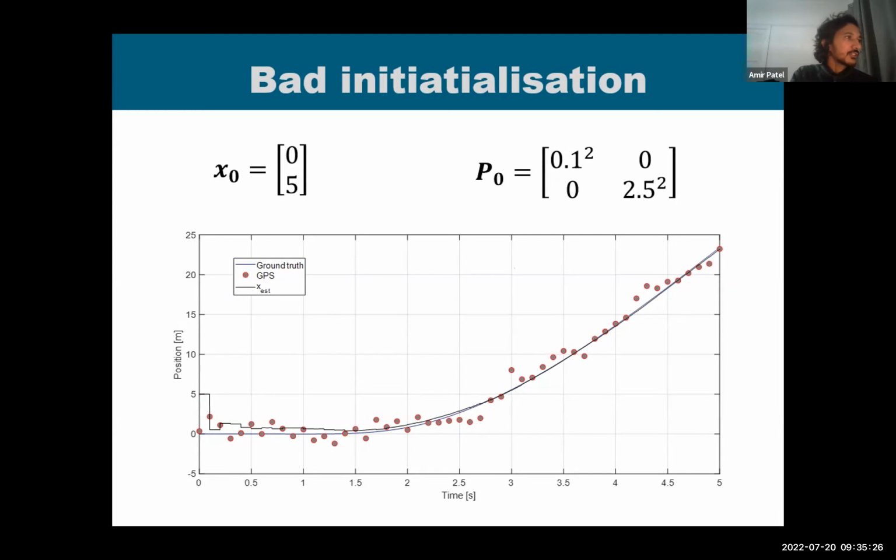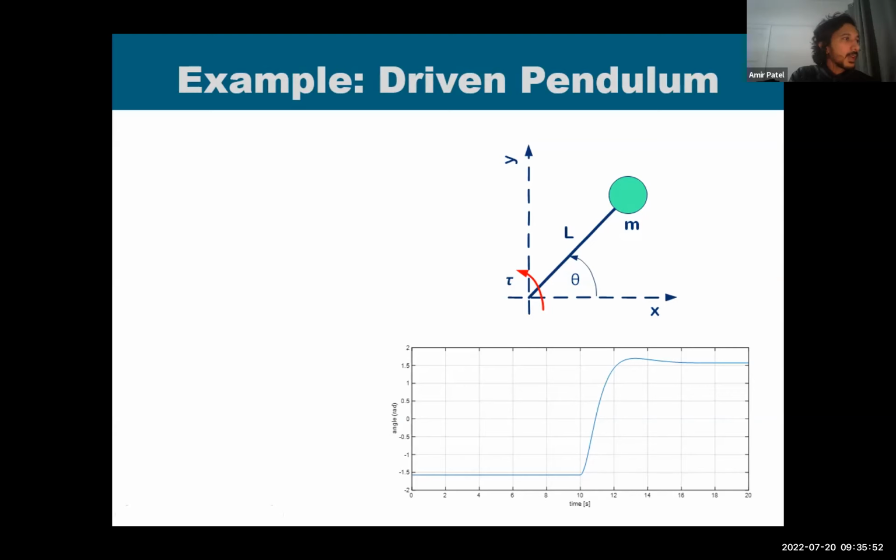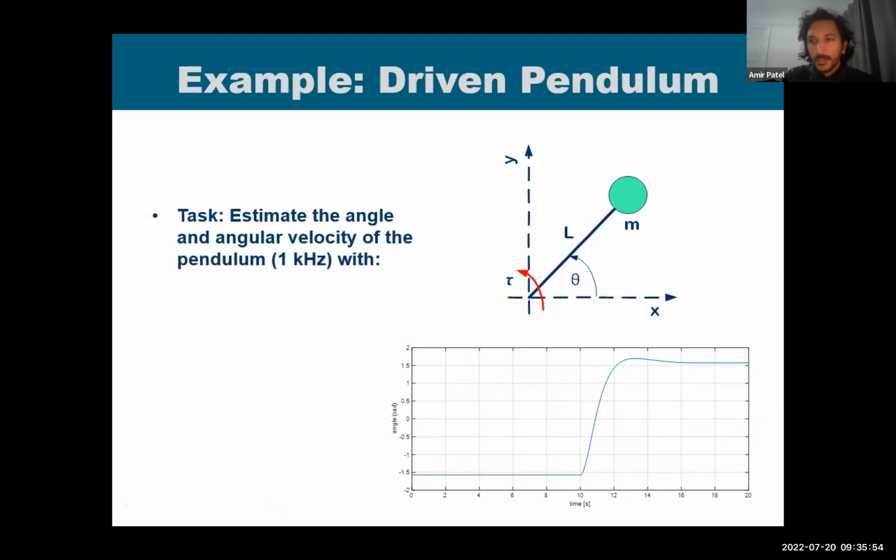So what happens when we initialize it? Let's say I thought I was at 5 meters instead of 0, and I knew that within 2.5 meters. Changing the covariance, you can see the filter, the black line, starts off quite far off, but quickly converges to the solution over there. So the Kalman filter is pretty robust in that way, provided you know how to set it up properly.